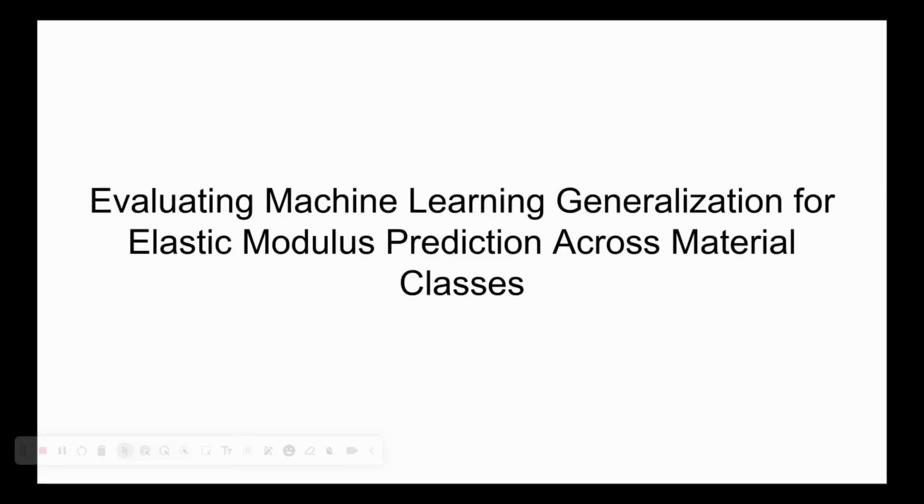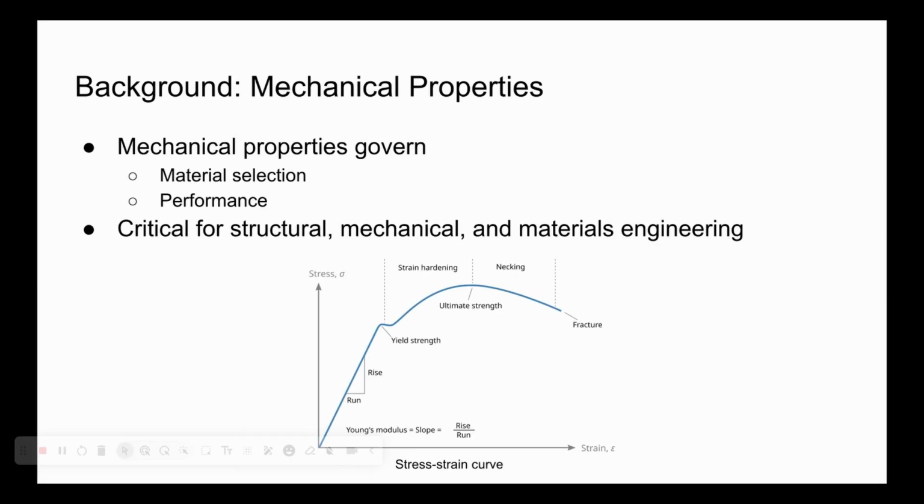Evaluating machine learning generalization for elastic modulus prediction across material classes. Modern engineering relies on selecting materials with specific mechanical behaviors for structural, mechanical, and functional applications. These behaviors are governed by material properties, which determine how materials respond to applied forces and environmental conditions.